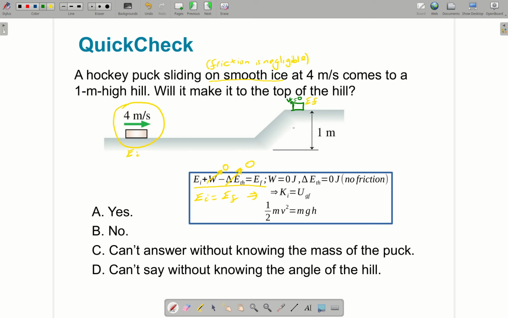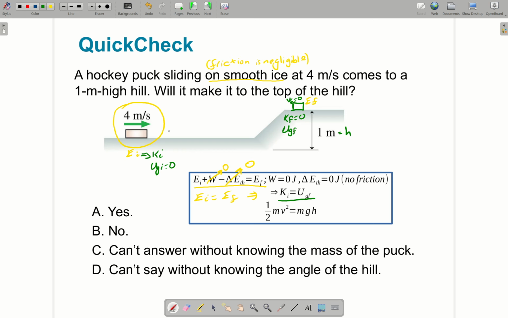That means it can make it to the hill. If it has more than that, it could be going on the hill too, but we are looking at the minimum possibility. That means initially it will have kinetic energy only, no potential energy. So U gravity initial is 0. And finally, it will have 0 kinetic energy, and it will have a final gravitational potential energy, and it will be mgh. I'm going to call this guy h here, 1 meter. So what I'm going to have is simply initial kinetic energy is equal to final potential energy.